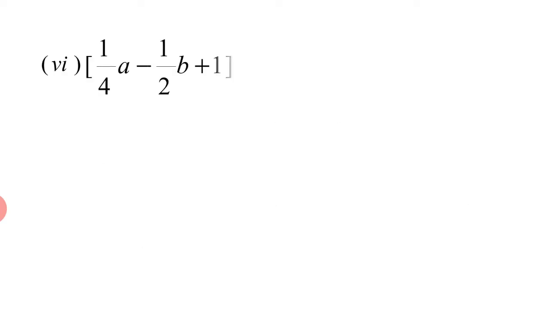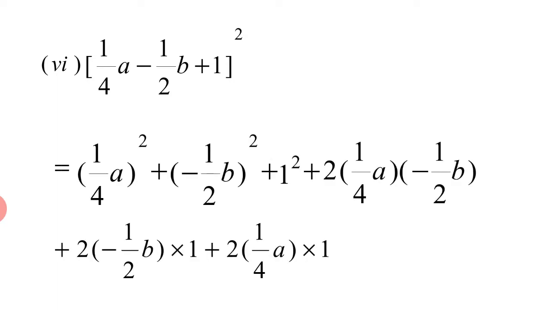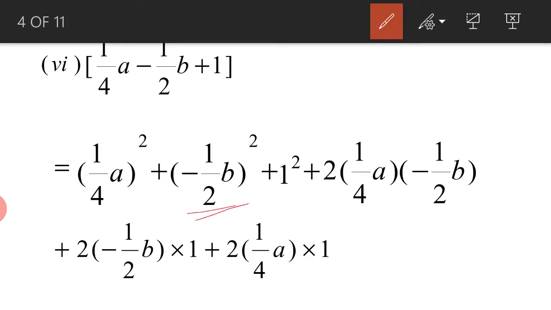Understood? Now, the third problem is (1 by 4a minus 1 by 2b plus 1) whole square. A similar type of problem, only thing is you have rational numbers. So we put the values again. Here x is 1 by 4a, y is minus 1 by 2b. So see, (1 by 4a) whole square plus (minus 1 by 2b) whole square. So use brackets. Again I am insisting on using the brackets. If you don't use the brackets, children, there is a possibility of mistake. Then plus 1 square plus 2 into 1 by 4a into minus 1 by 2b.